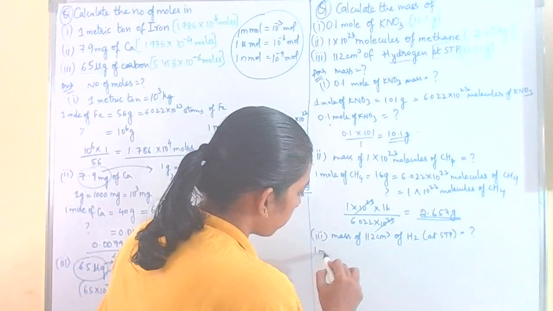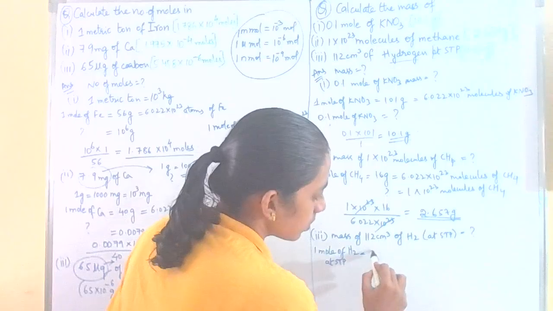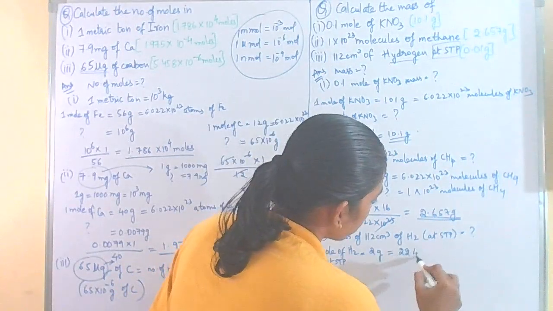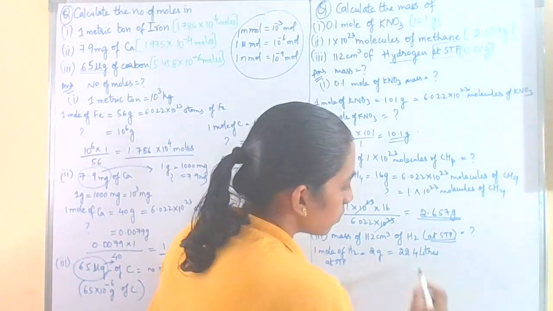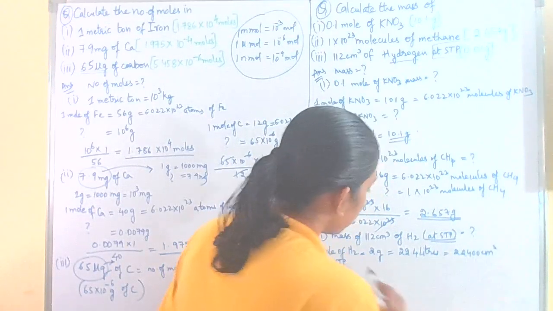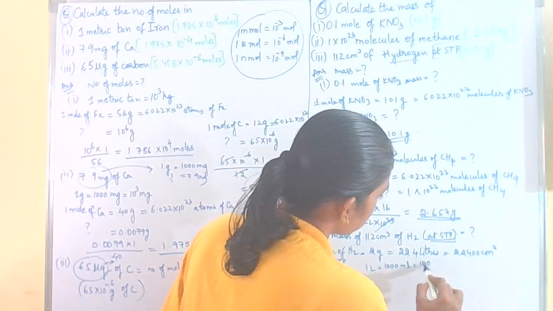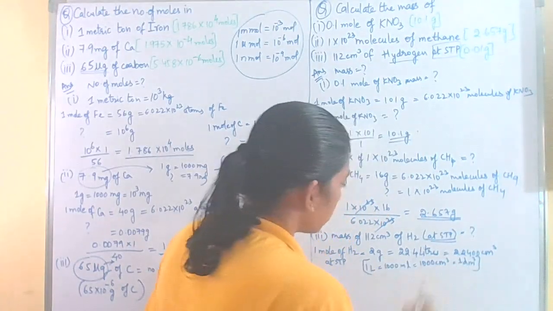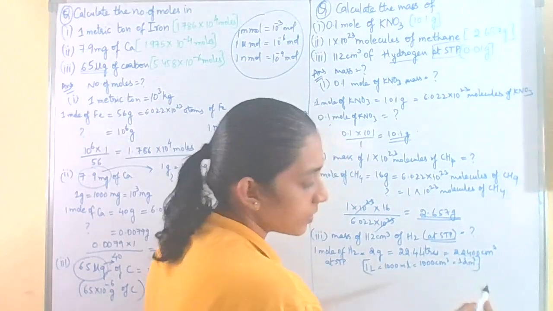So first you have to write 1 mole of H2 at STP is equal to 2 grams, right? Which is equal to 22.4 liters. Its volume at STP is 22.4 liters. So this 22.4 liters can also be written as 22,400 centimeter cube. Why? Because 1 liter is equal to 1000 milliliters, which is equal to 1000 centimeter cube, which is equal to 1 decimeter cube. You have to keep this conversion in mind. So, 1 mole of hydrogen H2 at STP is equal to 22,400 centimeter cube.